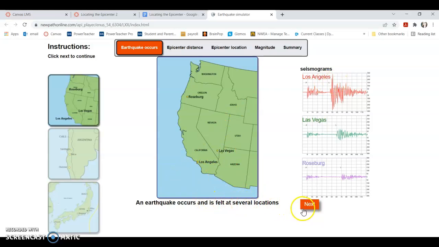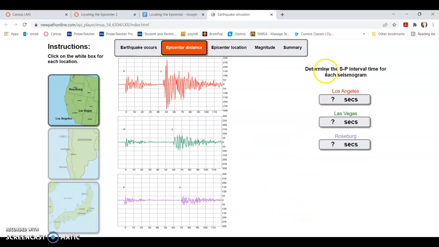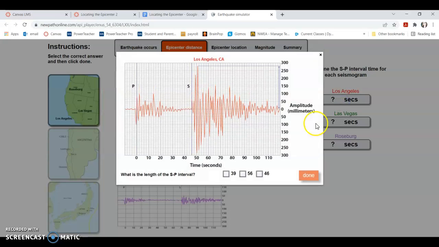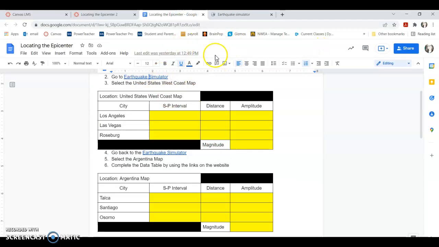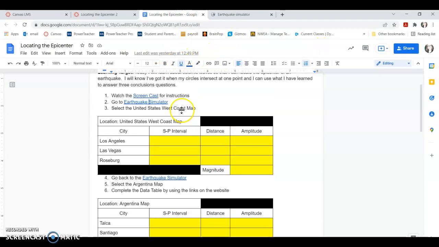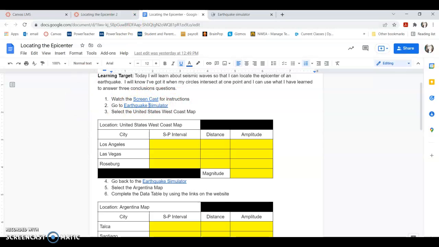Okay, earthquake is felt at several locations. We would click next. Determine the SP interval time for each seismogram. So based on the video, you're going to be looking at the recording of the first primary wave and the first secondary wave. Actually, sorry, you would select the appropriate value from down here, however long you think it took between the primary waves and the secondary waves, and recording all of that information on your tables. Once again, make sure you watch this screencast for instructions.